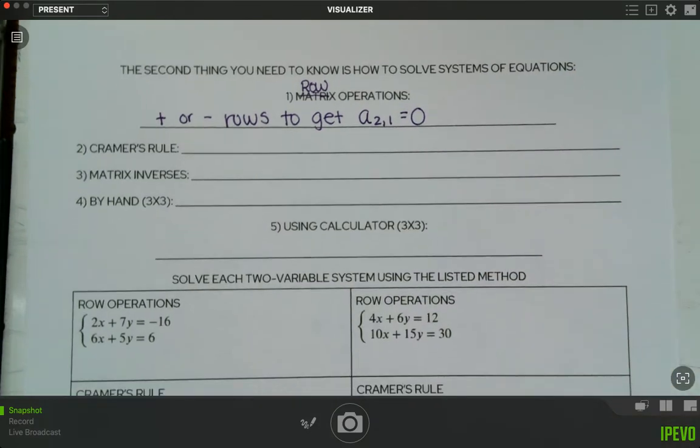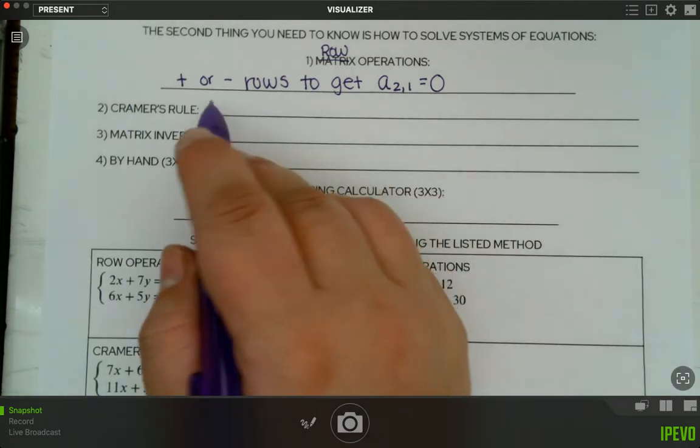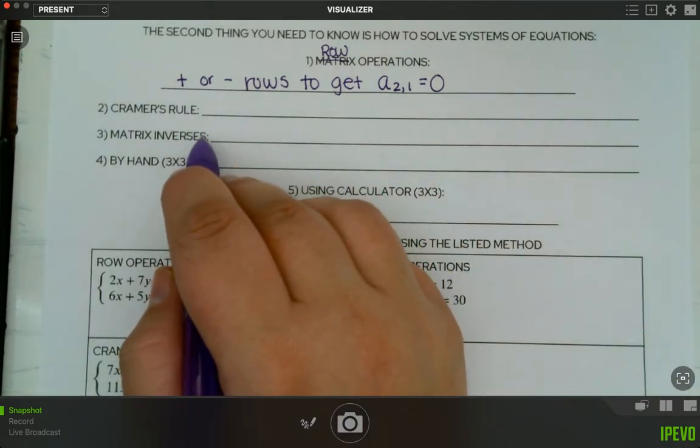And this first one is going to be a decimal, so I'm going to pick it. Actually, you know what? I'm going to wait just a second. I'm going to go ahead and talk about Cramer's rule, inverses, and then the 3x3s.